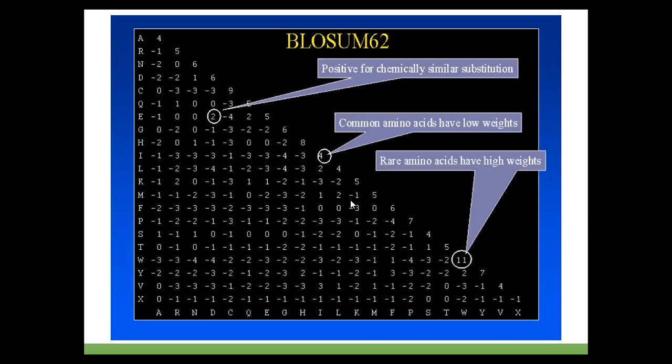If you find this here, I with I, okay, that's actually obvious. So here W with W has a high weight because it's rare. Okay, that's a very good match. And here E with E, 5, sorry. E with G, negative 2. So likewise, you can see some odd places as well.